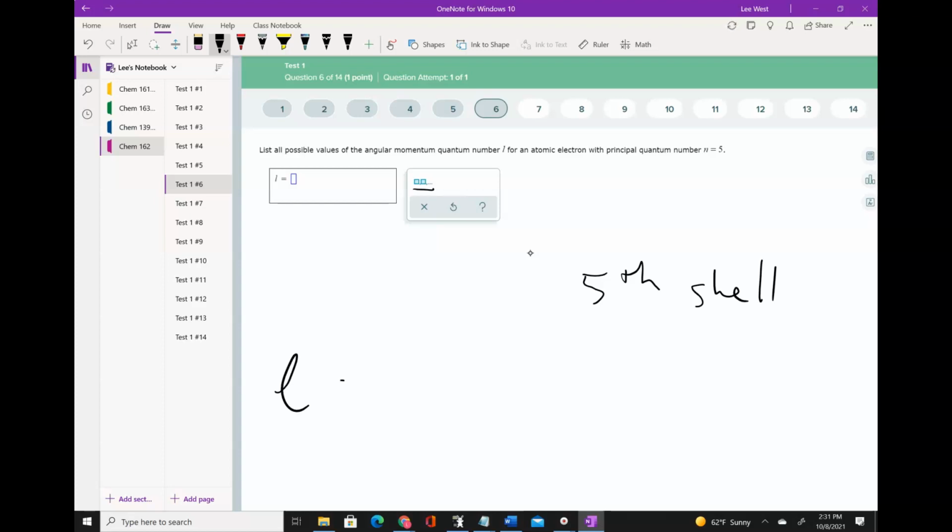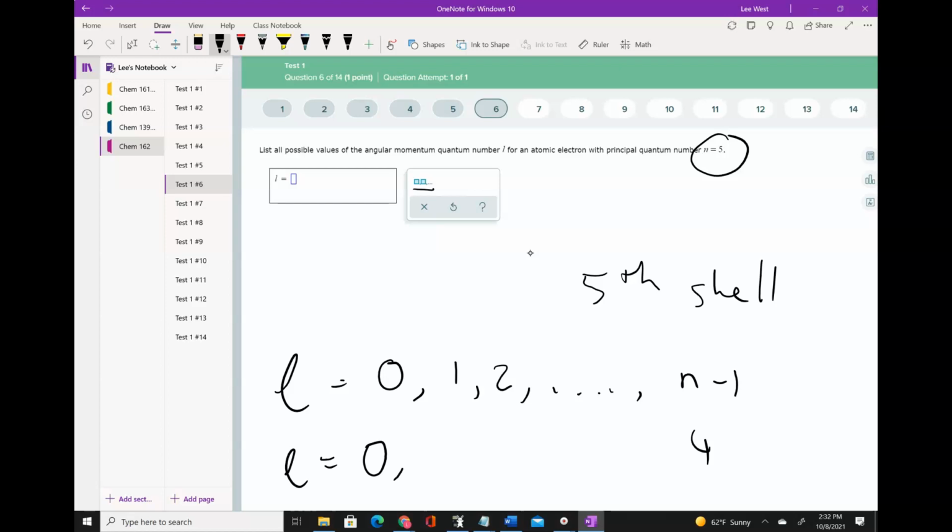And so what we know about L is it's going to run from 0 in increments of 1 all the way up to n minus 1. And n minus 1 in our case is going to be 4. So the possible values of L are going to be 0, 1, 2, 3, and 4, right? Because n minus 1 is 4.